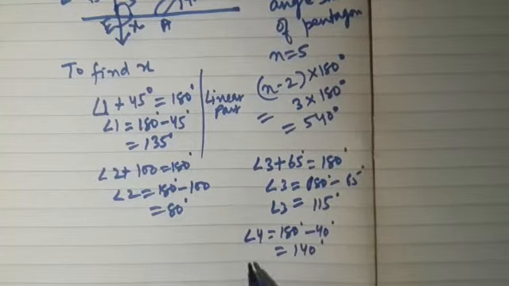And angle 5 will be equal to 540 degrees minus (angle 1 plus angle 2 plus angle 3 plus angle 4). You know why we have written this? 540 is the sum of all interior angles of a pentagon. So 540 minus, we subtract all the angles which we have found, so we get angle 5.